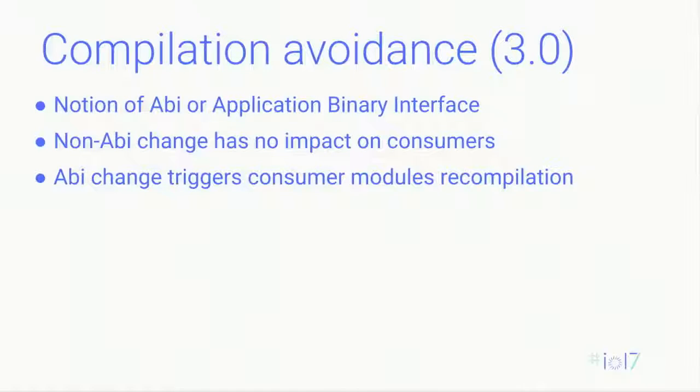Now, the first thing that Gradle is giving us for free is compilation avoidance. So you don't have to do anything. You're going to reap some of the benefits from it immediately. What they did is come up with the notion of an ABI. An ABI is the application binary interface. In simple terms, it means basically your public methods and fields, anything that can be invoked outside of the module. So you can have an ABI change, or you can have a non-ABI change, depending on whether or not you're changing a public API.